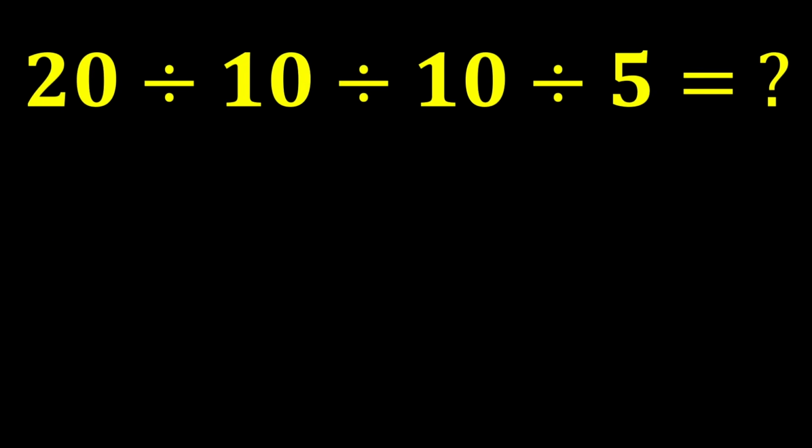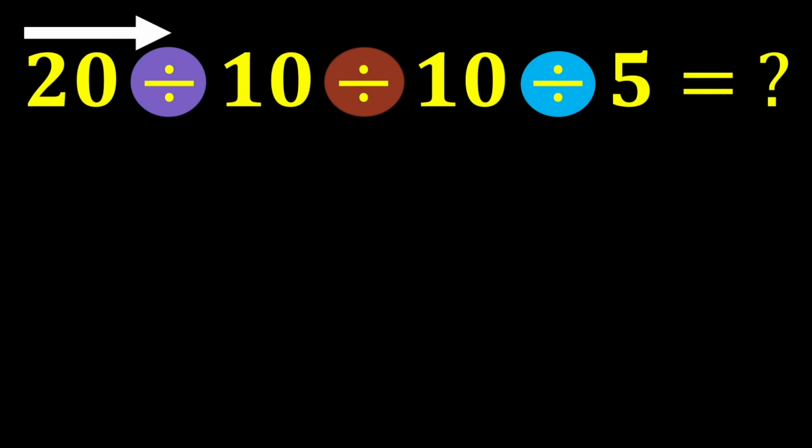20 divided by 10 divided by 10 divided by 5. In this expression, there is more than one division, and since divisions have equal priority, we move from left to right and perform the divisions in order. First this division, then this division, and finally this division.